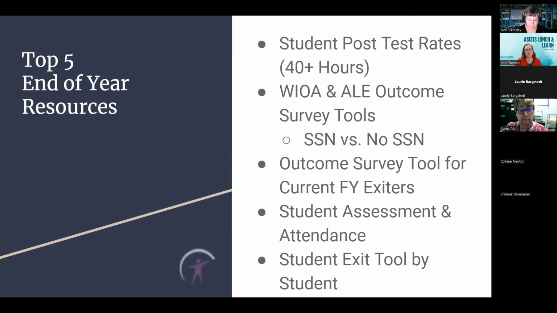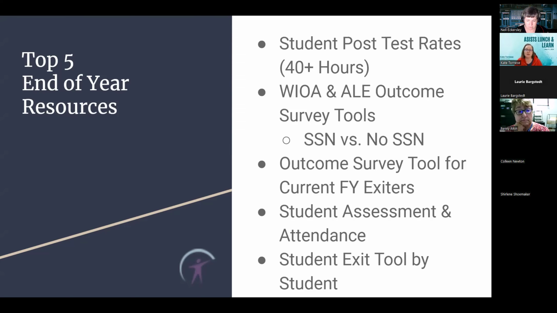So we're going to look at the new student post-test rate document, partially because I think not everybody has noticed that it exists. Not everybody reads my resource notes or release notes. So we're going to take a look at that. We're going to talk about the WIOA and AL survey tools, the outcome survey tools, and social security number versus no social security number. We're going to talk about the current fiscal year exeter outcome survey tool, not because it helps this year's reports, but because it helps future you. So it's the thing your present day you can do to help future you.